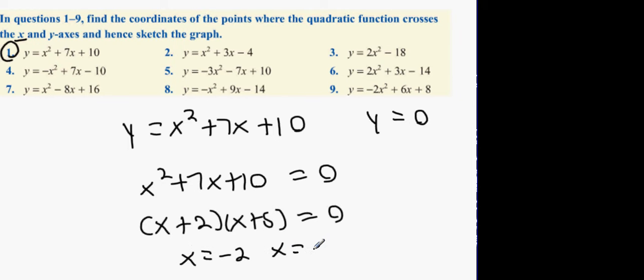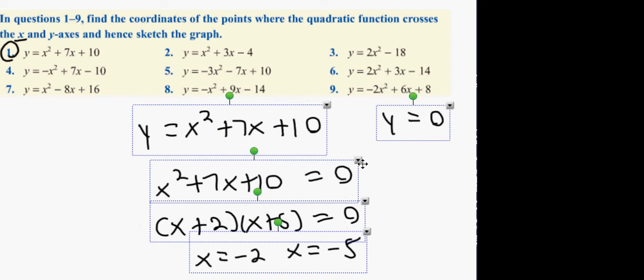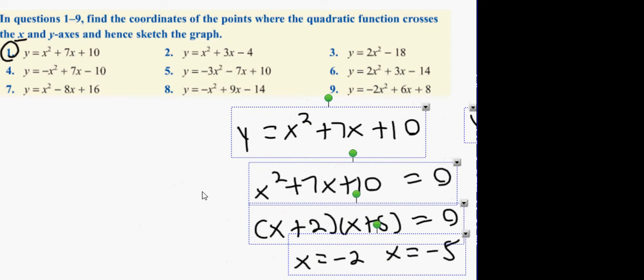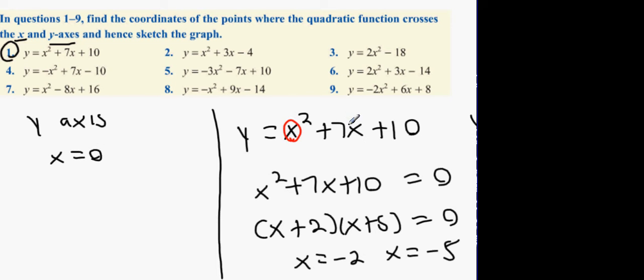The next thing we have to do is figure out what happens when we want to find where it cuts the y-axis. When it cuts the y-axis, x equals 0. Replace all x's with zeros, and what we're going to get is y equals 10.